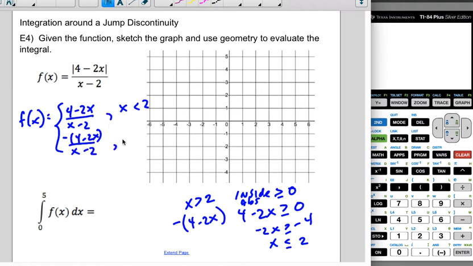Now, why did I leave out the x equals 2 value?